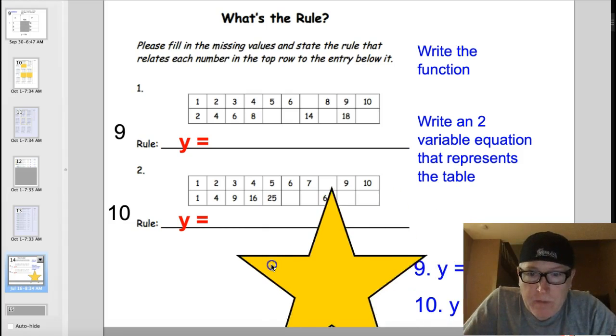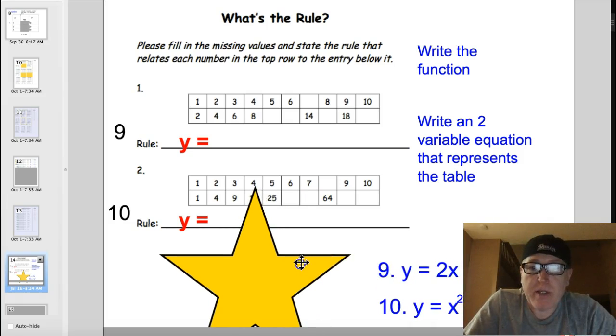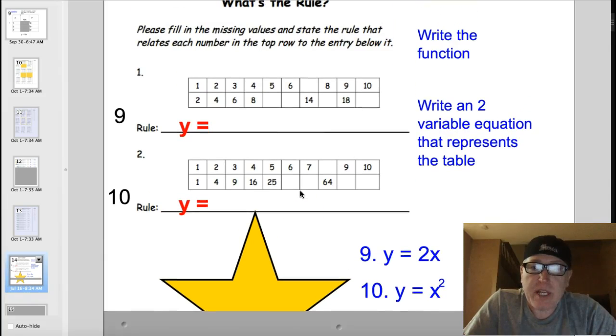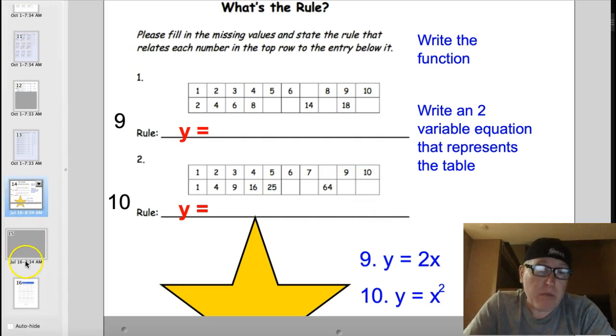All right, well, this one here, number 9, is pretty simple. That's just y equals 2x. And then this one down here, number 10, this is that quirky one, x squared. This would be 36, 49. This would be 64, 81, 100. Okay? All right, time for you to try some problems.